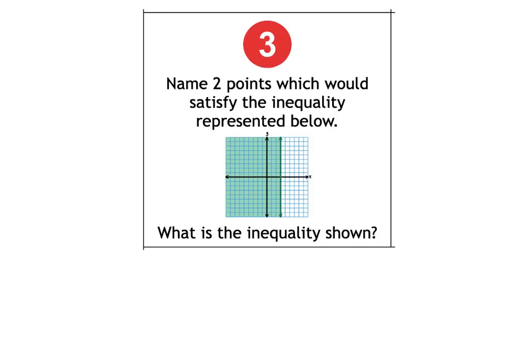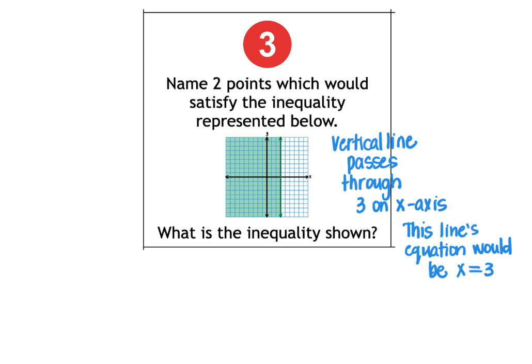Now we're being asked to name 2 points that would satisfy the inequality that's already represented below. So we'll first look at what the inequality is showing us. The inequality is showing us a vertical line that passes through 3 on the x-axis. We know that the line itself would be x is equal to 3. As an inequality, though, we need to pay attention to the fact that that line is a solid line. So we're going to use an equal to as part of our inequality. We can see that it's everything that is smaller than x is equal to 3. Or x is less than or equal to 3.